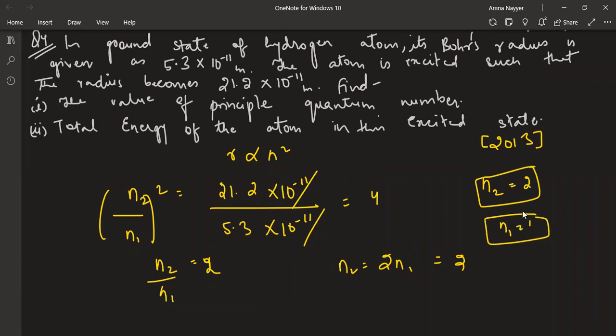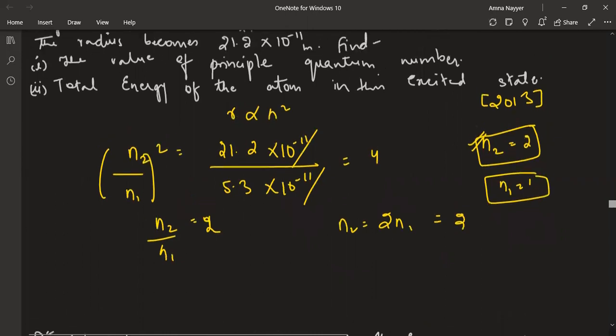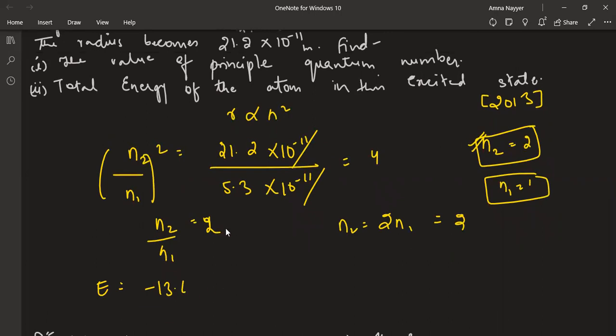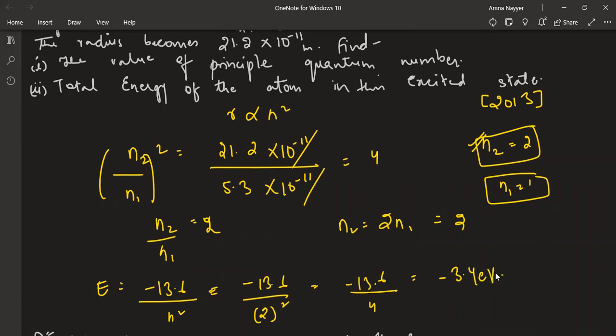Now this is asking you total energy in this excited state. So which excited state is this? This is the first excited state. And in the first excited state, that is in the second energy level, we know energy is minus 13.6 by N square. Yes, Ahmed, but with a negative sign also. Negative sign will also come. So this is minus 13.6 by 2 square, or you write it as minus 13.6 by 4. So this is directly minus 3.4 electron volt. This is how you had to solve it.